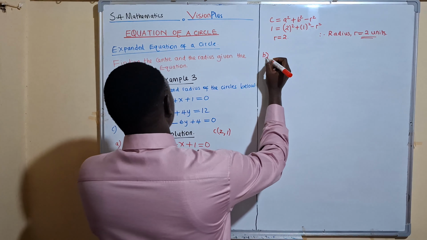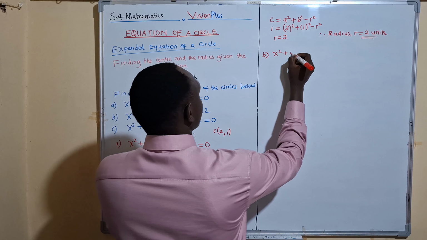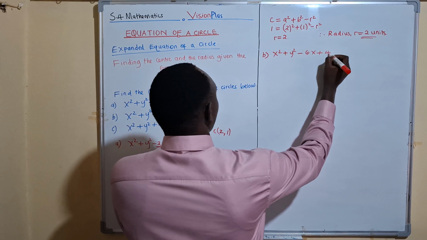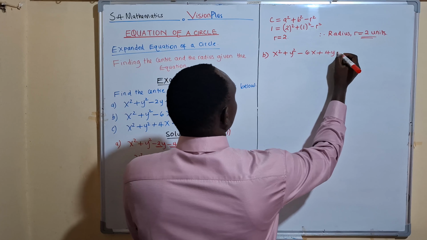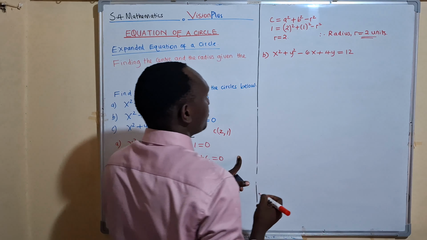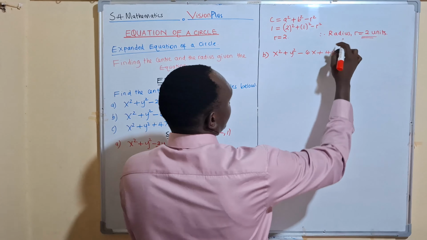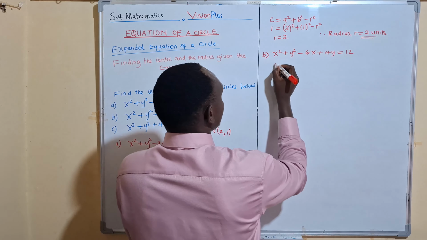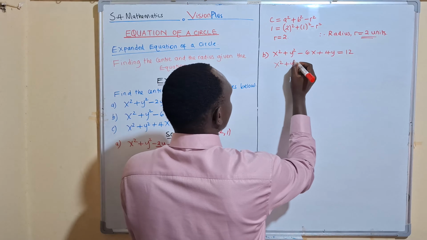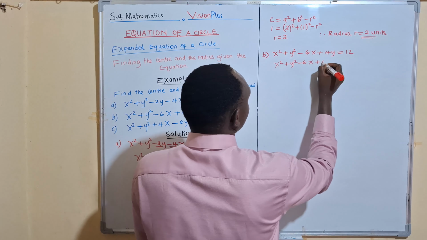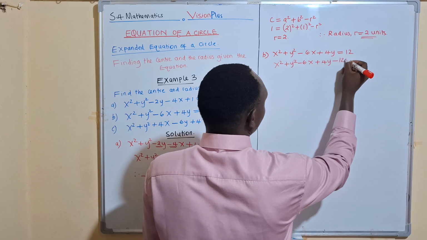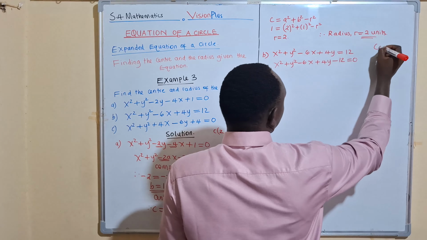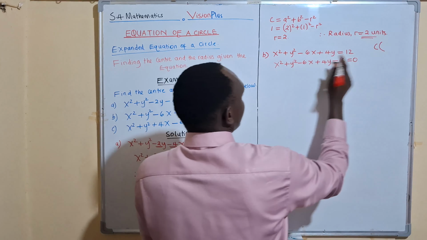Part B says that we are given x squared plus y squared minus 6x plus 4y equals 12. What do we need to do here? We need to rearrange so that 12 occurs on the same side as other terms, and then we equate to 0. So for rearranging, we shall have x squared plus y squared minus 6x plus 4y minus 12. It is positive here, it becomes negative, equals 0. And by mere assessment, the center is 6 divided by 2, 3.